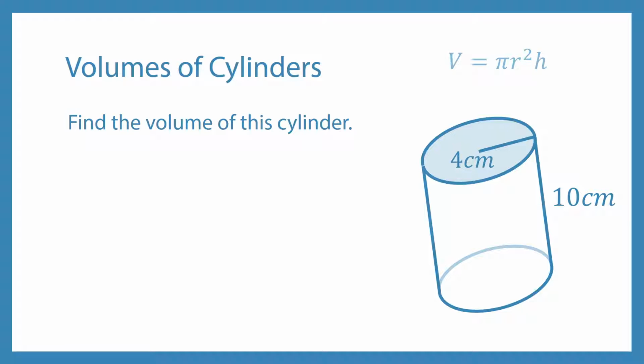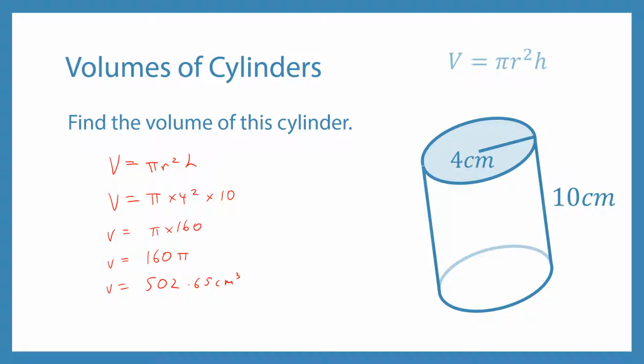Alright, can you find the volume of this cylinder? We use our formula, volume is pi r squared h. So volume equals pi times 4 squared times 10. Volume is pi times 160. So the exact value is 160 pi, or to 2 decimal places, we get 502.65 cubic centimeters.